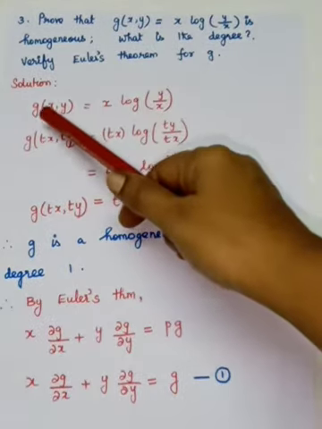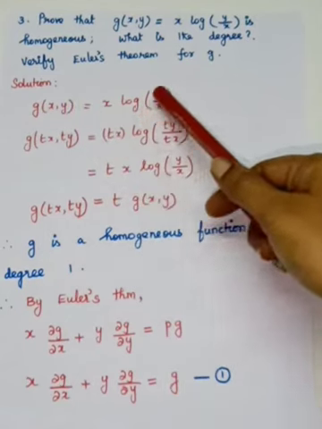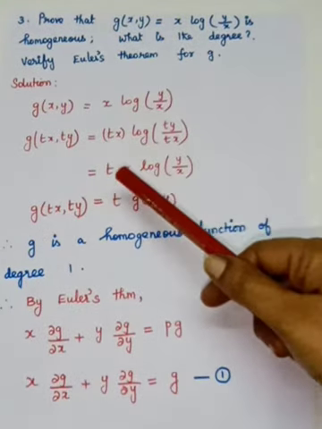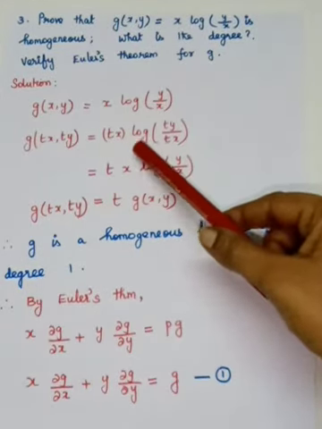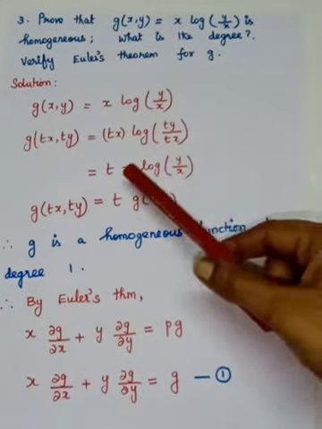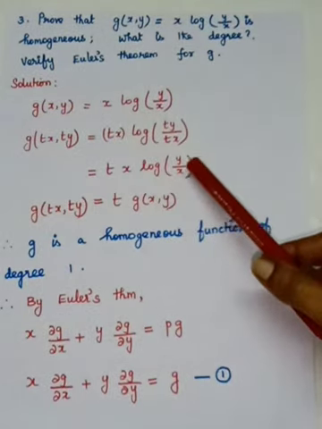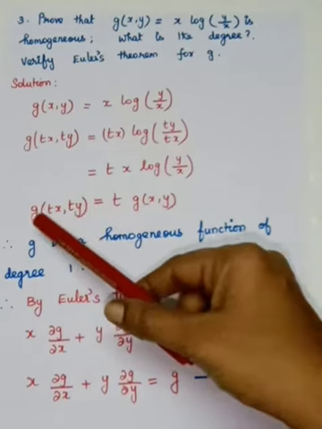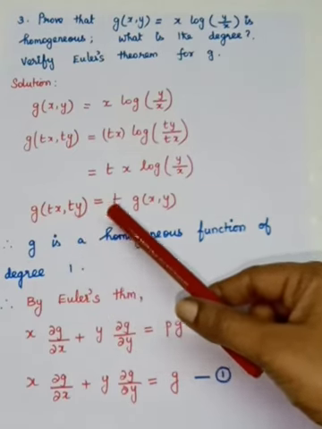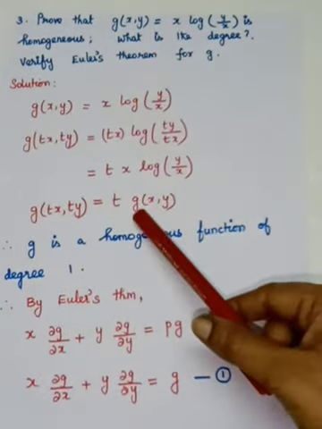So g is a function of x and y. So it is x log of y by x. And you have to prove that it is homogeneous. For homogeneous, what you have to do? X and y has to be replaced by tx and ty. So if we replace, it is tx into log of ty by tx. So tx into log of y by x. So see that everything is a product. So we can write g of tx, ty is equal to t into what is this? G of x comma y.